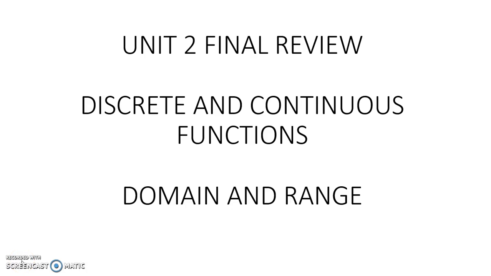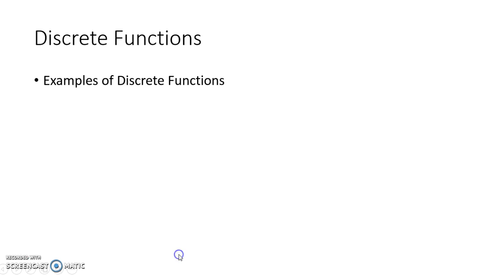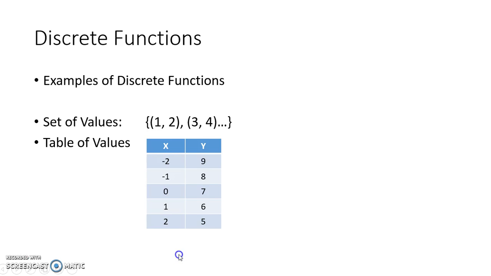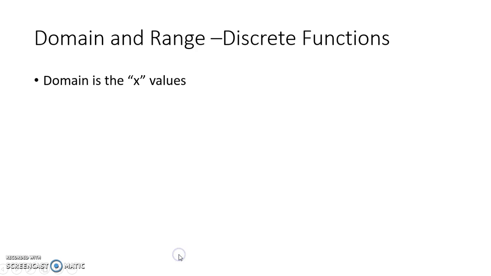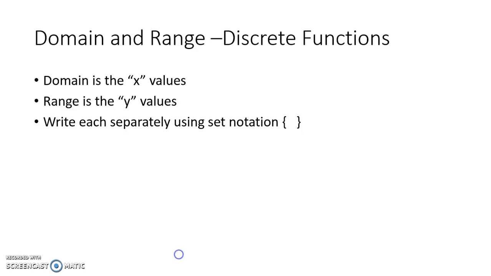This one is on discrete and continuous functions along with writing domain and range. Discrete functions are sets of values, tables of values, and then graphs of random points. The domain and range of discrete functions: the domain is your x values, the range is y values. You write each separately using set notation.